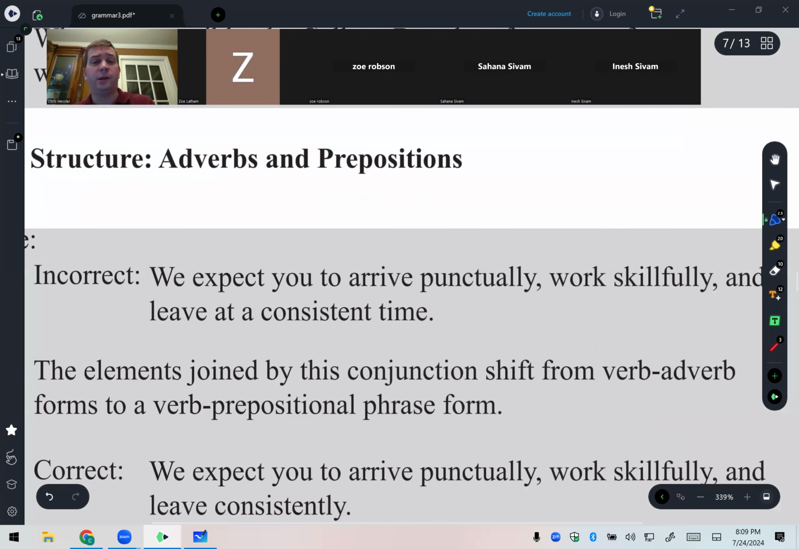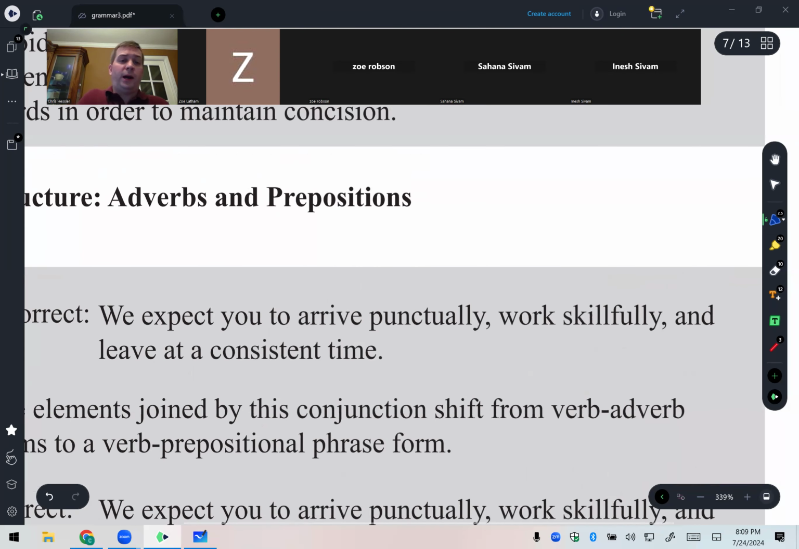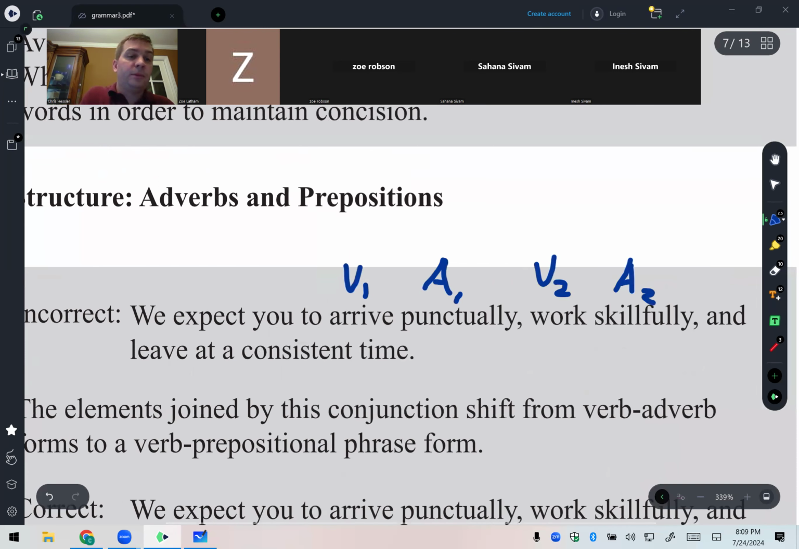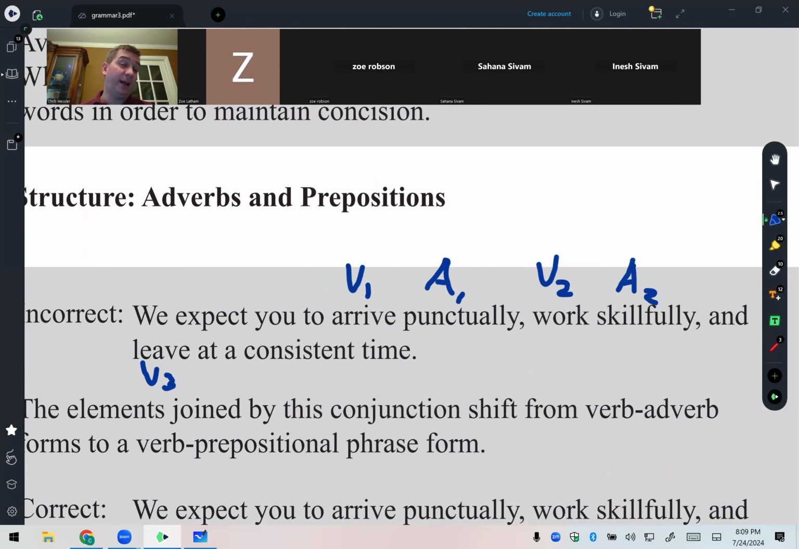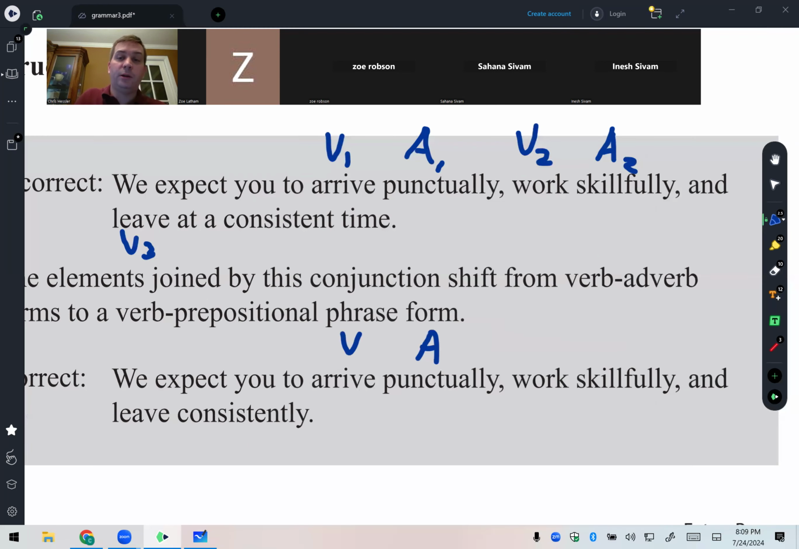All right, so here is an example. We expect you to arrive, verb number 1, punctually, adverb number 1. Work, verb number 2. Skillfully, adverb number 2. And leave, verb number 3. Prepositional phrase, at a consistent time. That's horrible, right? So let's just fix it. We expect you to arrive punctually, work skillfully, and leave consistently. It sounds so much better.